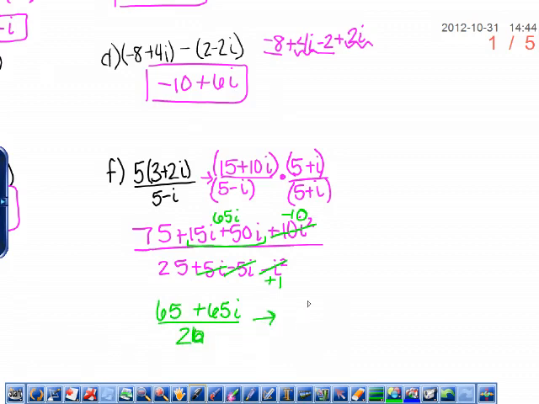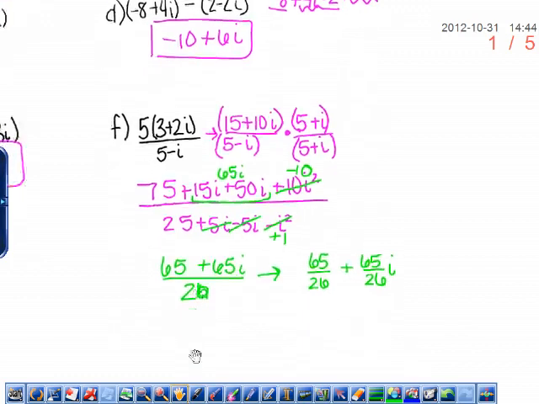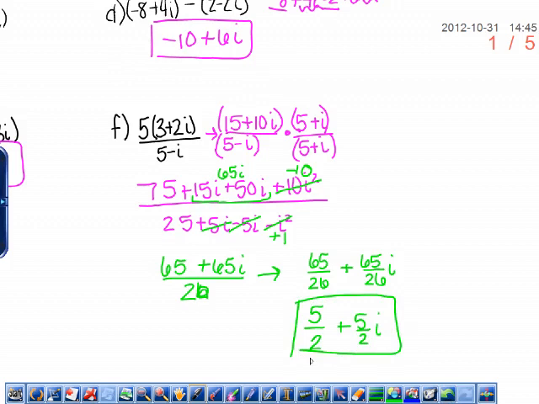Okay, then remember you got to split it. 65 over 26 plus 65 over 26i. And unfortunately, that does reduce. What goes in evenly into both of those? 13. 5 halves plus 5 halves i. Questions?